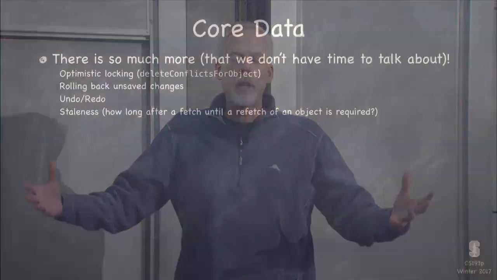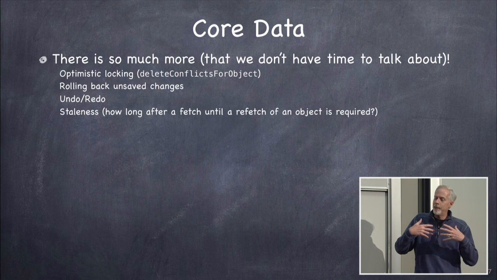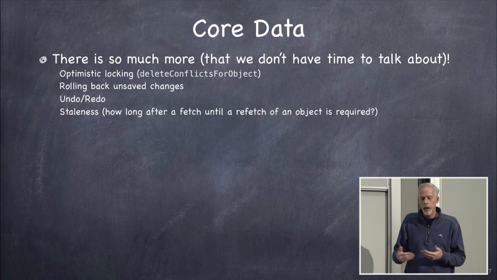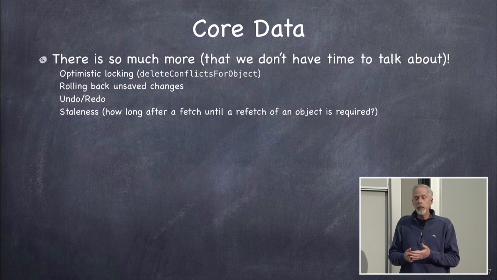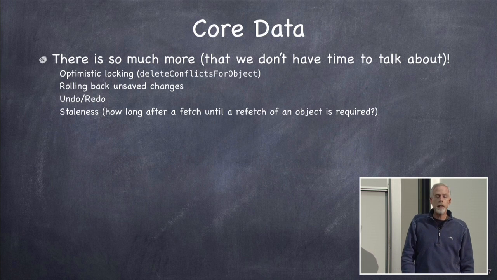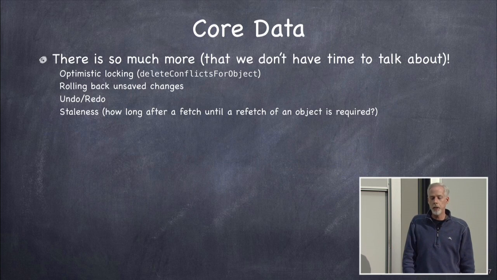Core Data is huge. It's huge. I can't cover it all. It's got optimistic locking. For those of you who know about databases, it's got optimistic locking and all that database stuff. It has full undo redo, which is incredible. It obviously knows how to roll back unsaved changes. Okay, if you have changes in memory and you want to roll some of them back, you can do that before you save. It knows about staleness, like if I make a fetch, how long before I really want to fetch it again because I don't trust that the data hasn't changed, right? How long does it take for the data to get stale? And a lot of other things in Core Data.